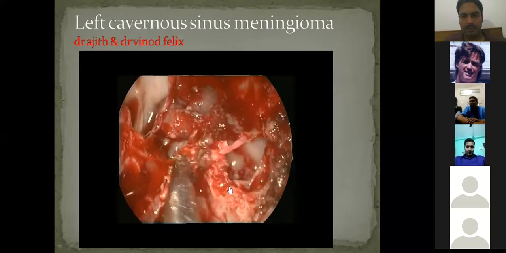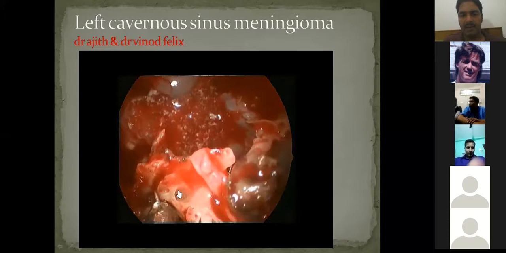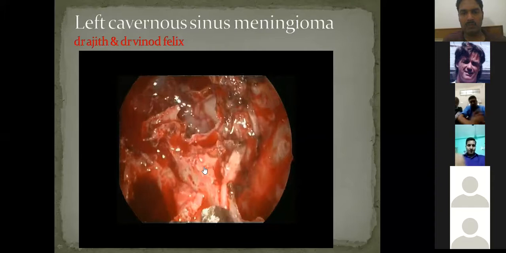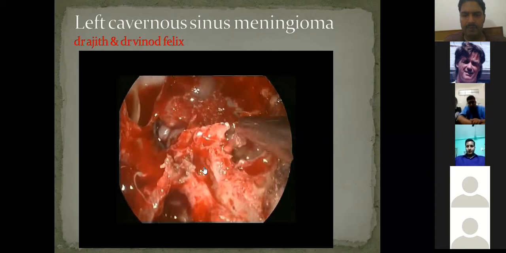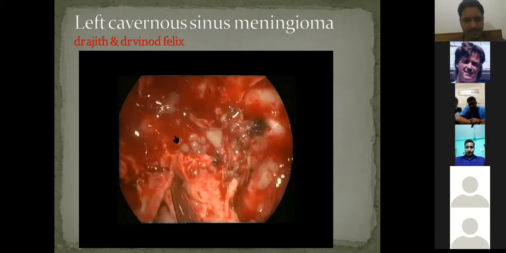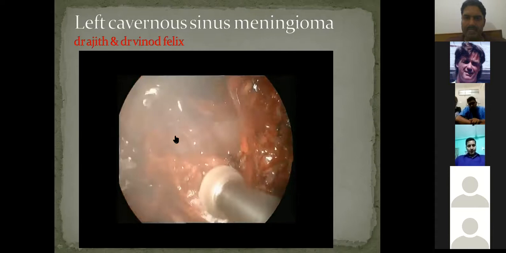That is the palatovaginal canal. This is the vidian nerve. Now we are going to drill around the vidian nerve. And that's the tumor in the sphenoid sinus. It already covers the anterior aspect of the foramen lacerum. And as I told you, that's drilling around the vidian canal.